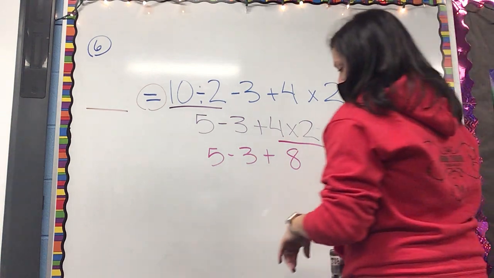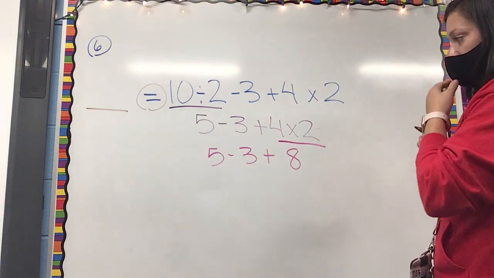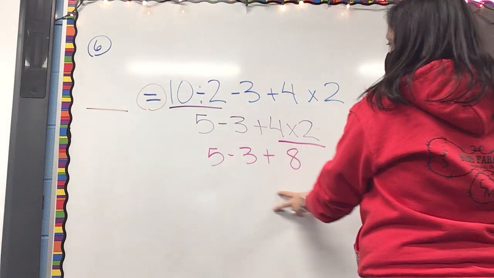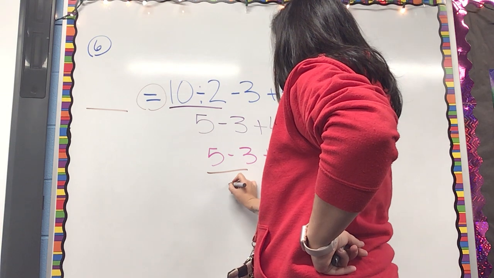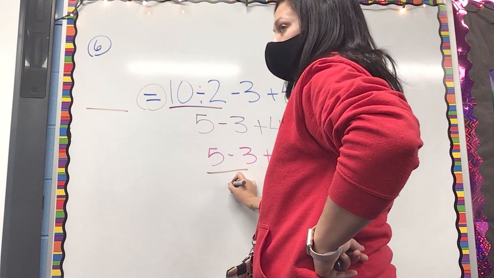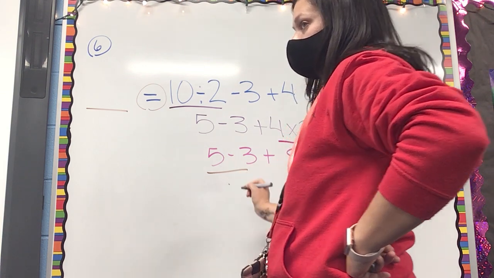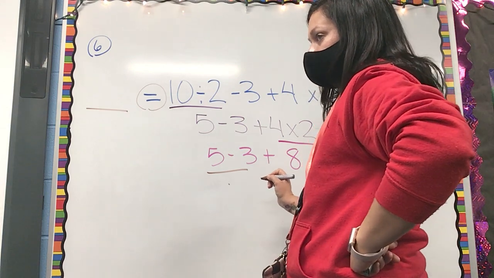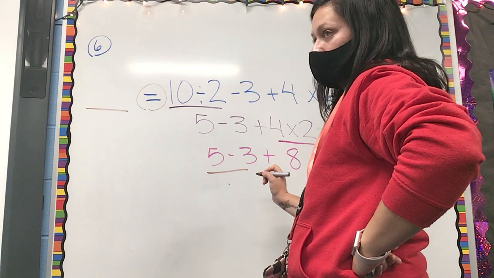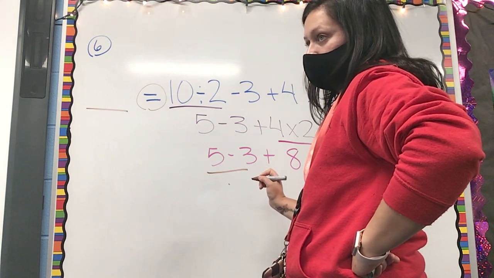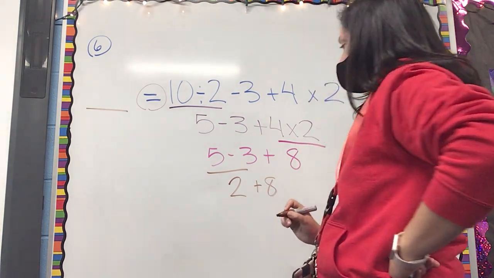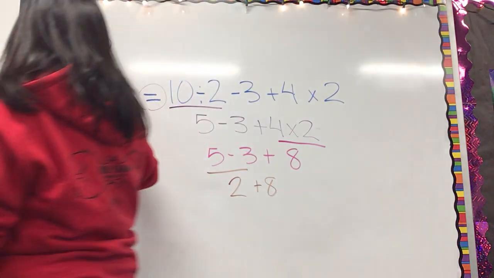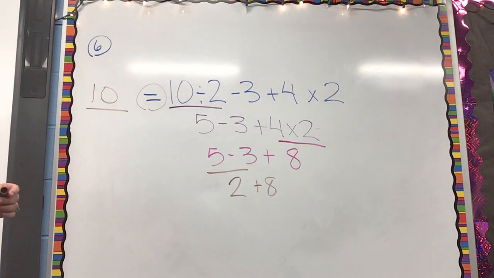What do I do next, Ricky? He said divide. Look what I've got left here. What is 5 minus 3? 5 take away 3. What do you get? 2. And then let's rewrite the rest of it. What is 2 plus 8? 10. So over here, 10. All right, ladies and gentlemen.